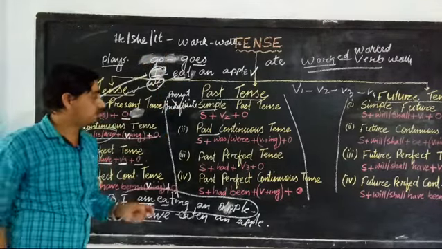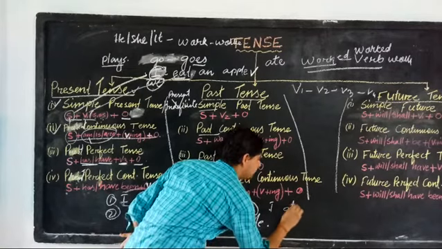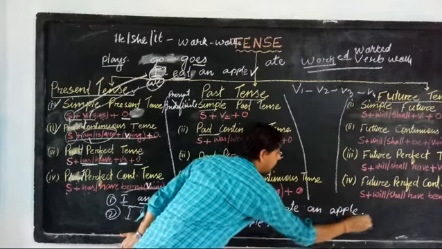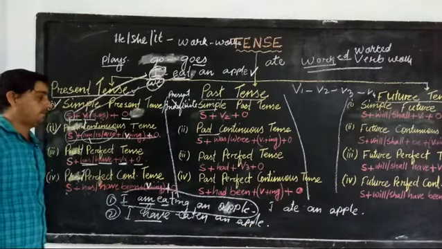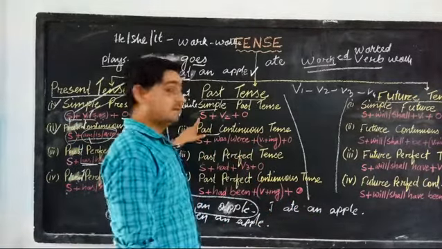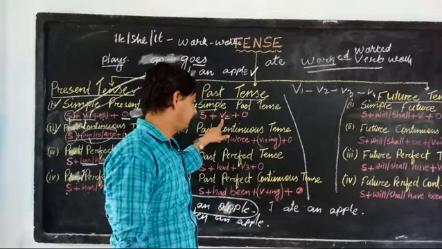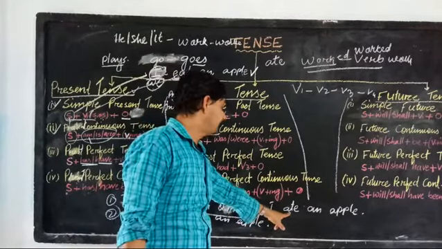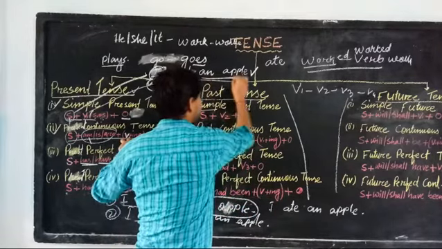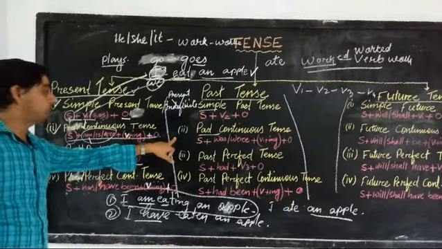So I ate an apple. In this way we can write. I ate an apple. I is what? Subject here. V2, this is the second form of verb. Ate is the second form of verb. Then same, you can write this same in every way, an apple.